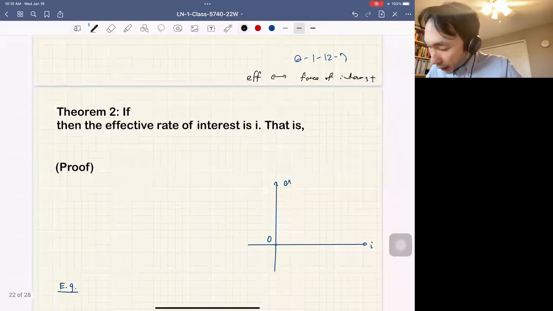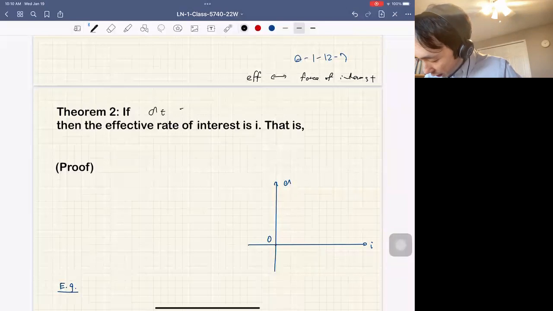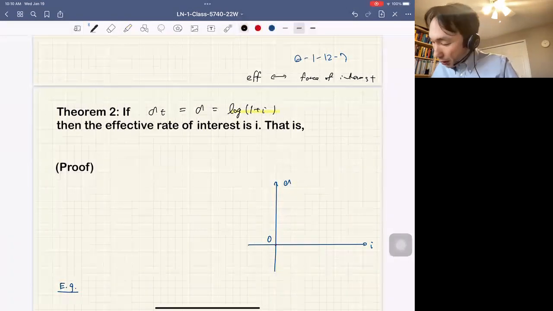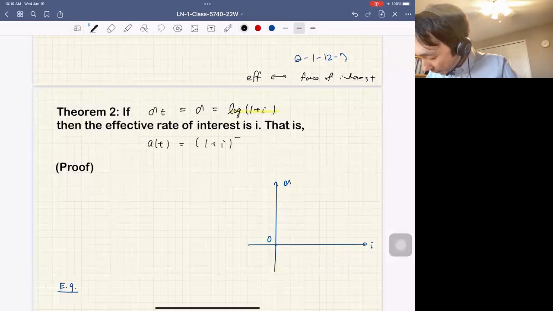So if delta t, the force of interest, is equal to log of 1 plus I, then the effective rate of interest is I. So this is the correspondence between delta t and I. The effective rate of interest is I, that means a of t is equal to 1 plus I to the power t.